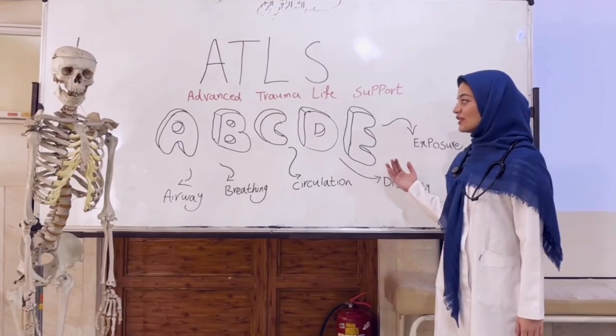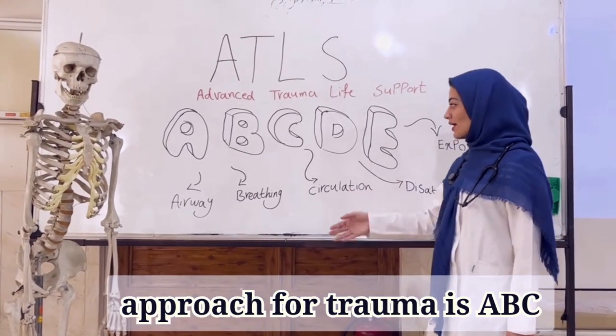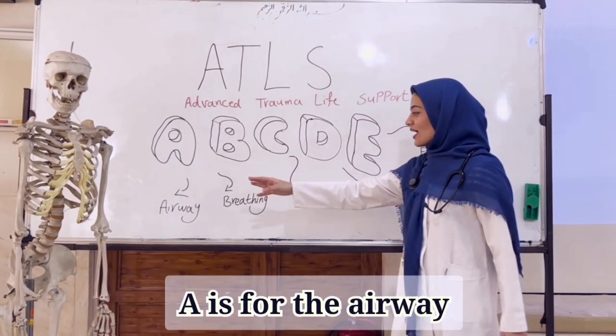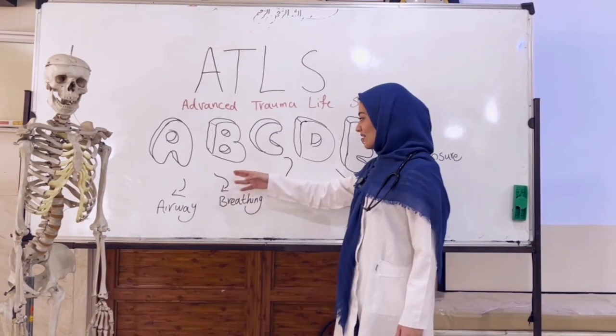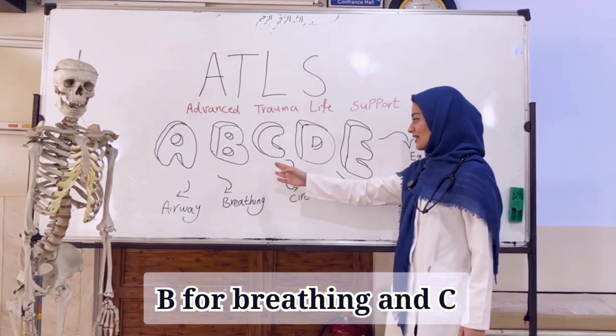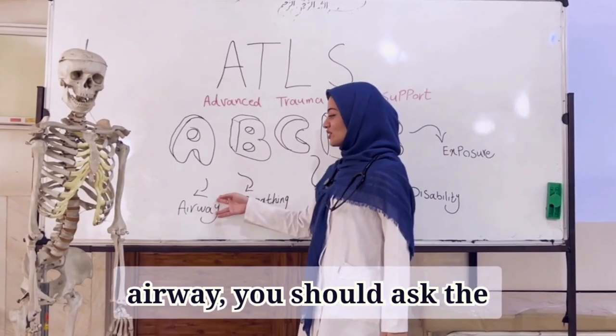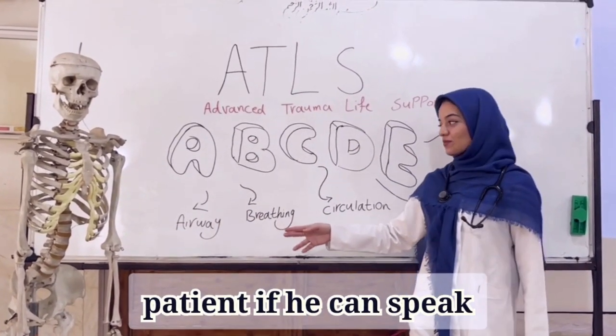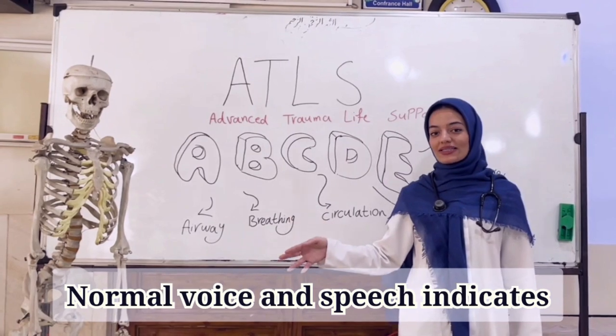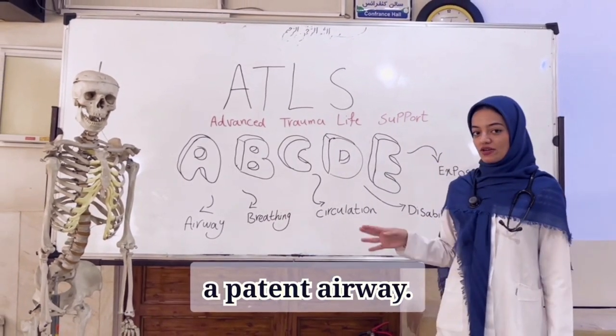The most commonly used approach for trauma is ABC. A is for the airway, B for breathing, and C for circulation. In order to check the airway, you should ask the patient if he can speak or not. Normal voice and speech indicates a patent airway.